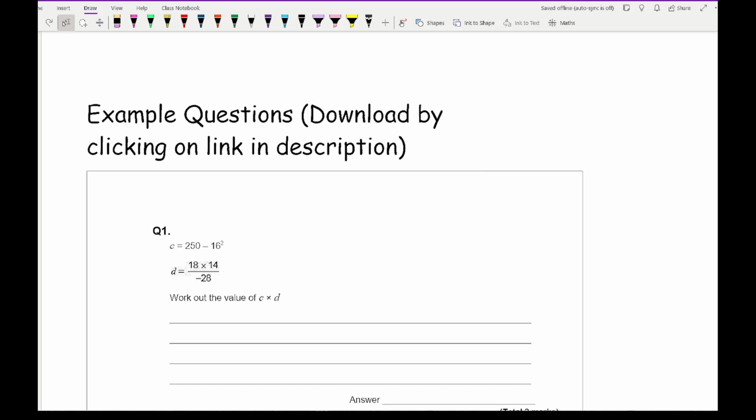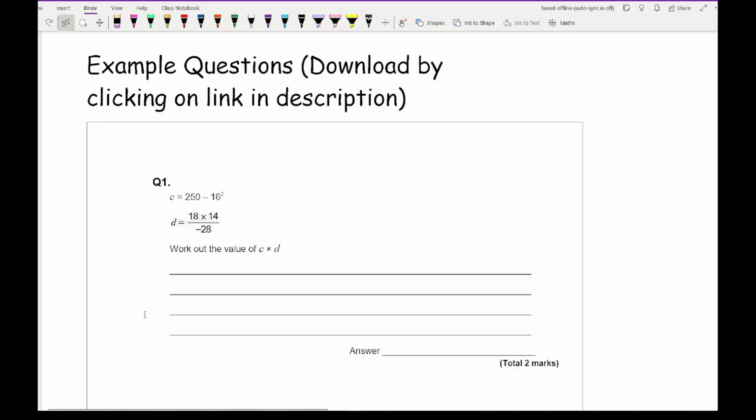So looking at question 1, we're looking at order of operations. In this question it says that C equals 250 minus 16 squared, D equals 18 times 14 all over minus 28, and we want to work out the value of C times D. Now this is on the calculator paper, so you've got a choice and it is worth 2 marks.